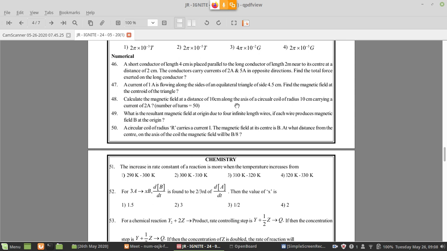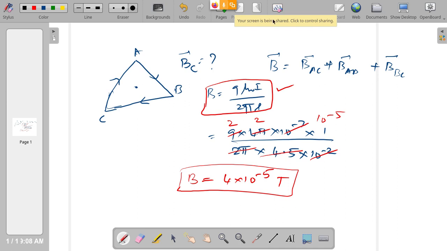What is this? It is a circular coil, right? Number of turns are given. And the magnetic field at a distance 10 centimeter along the axis of a circular coil. They are asking along the axis. Sushrita, what is the formula? Very good, very good. So that is the formula, straight application of the formula. So you will directly get the answer.